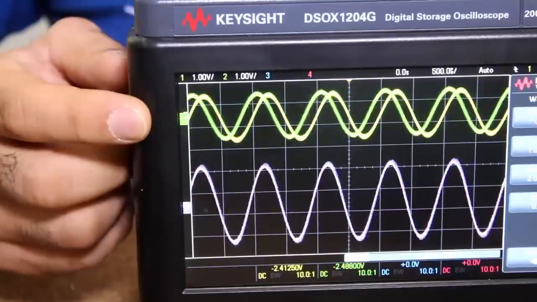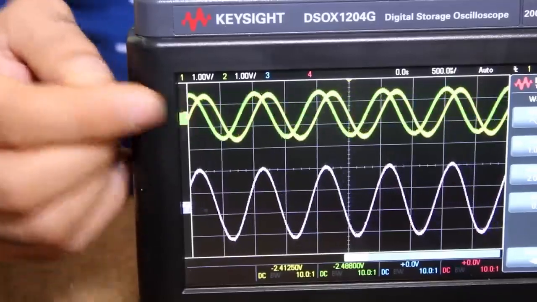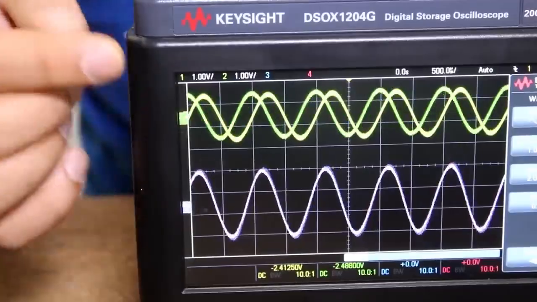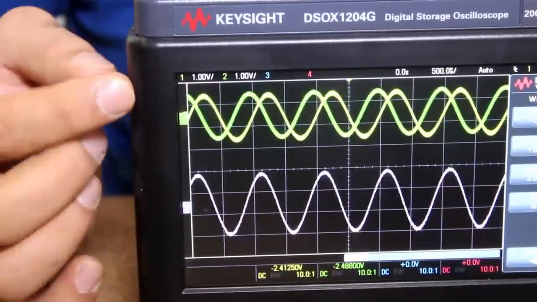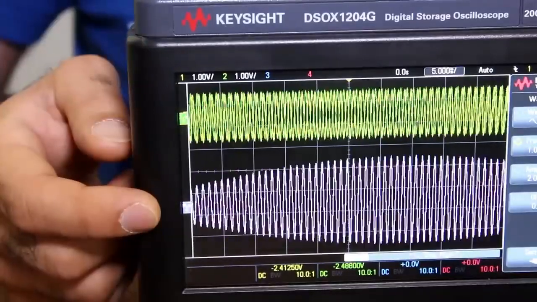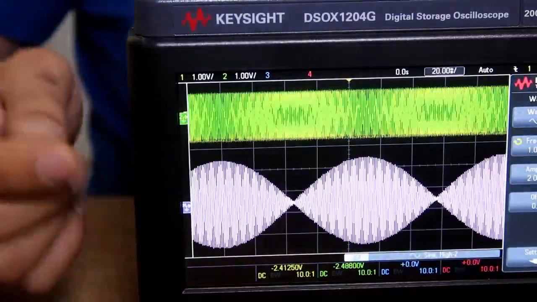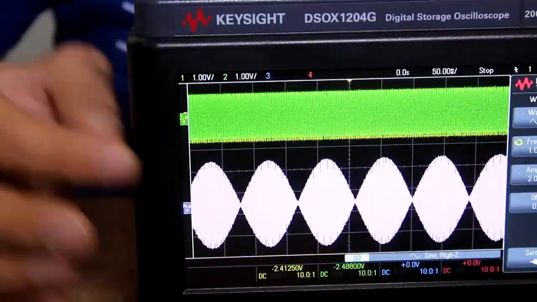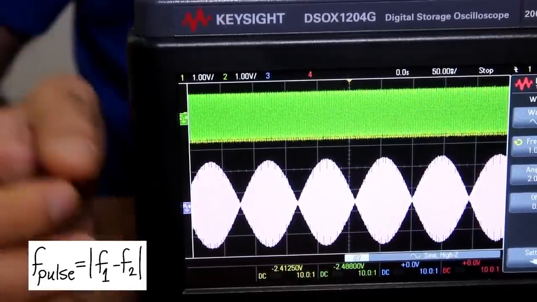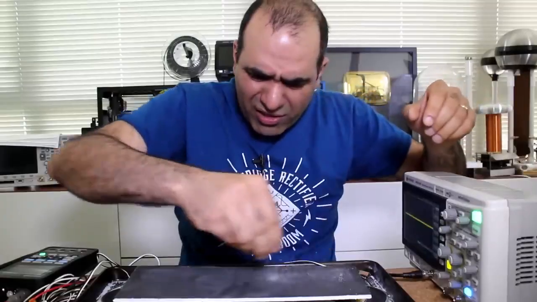What I mean by pulsing is that when you're adding two different frequencies, they drift over each other like this. So when they are in phase, they add up, and when they are 180 degrees off, they cancel each other. And if I zoom out, you see that the resulting waveform is pulsing. The speed at which this pulsing happens is equal to the difference between the two frequencies. Now we pour salt on it.